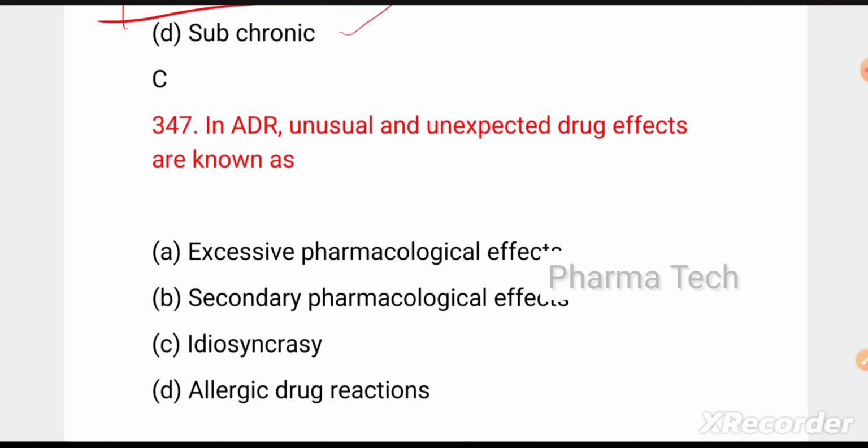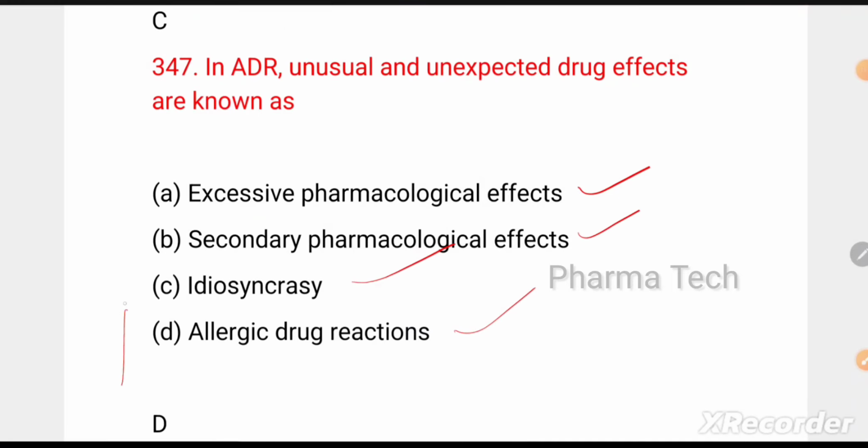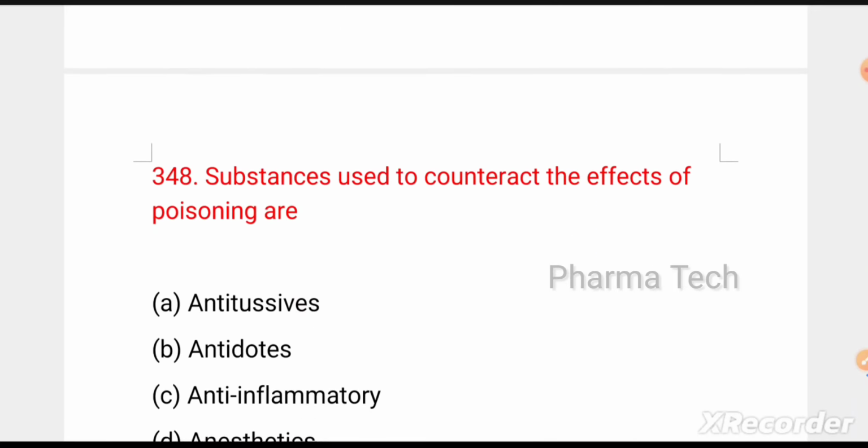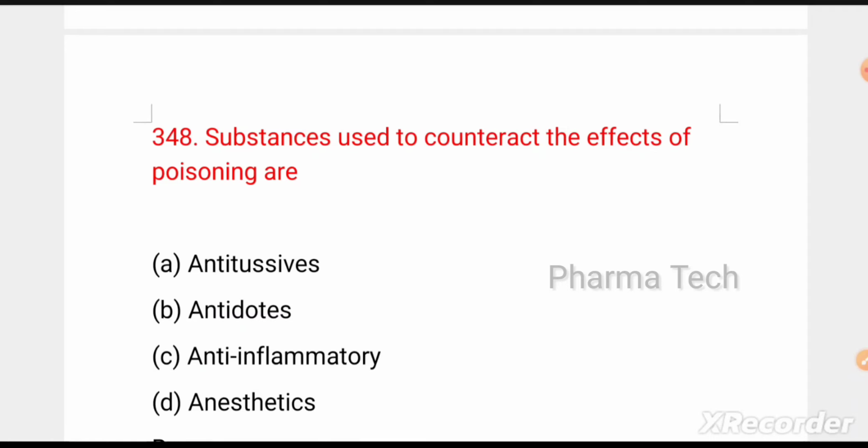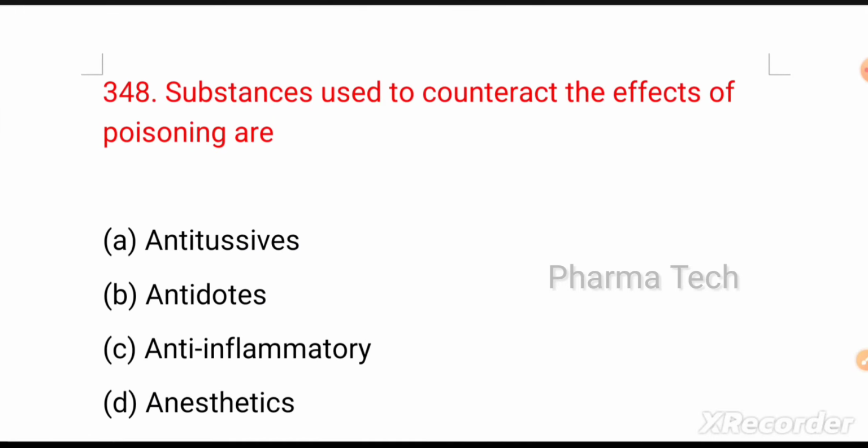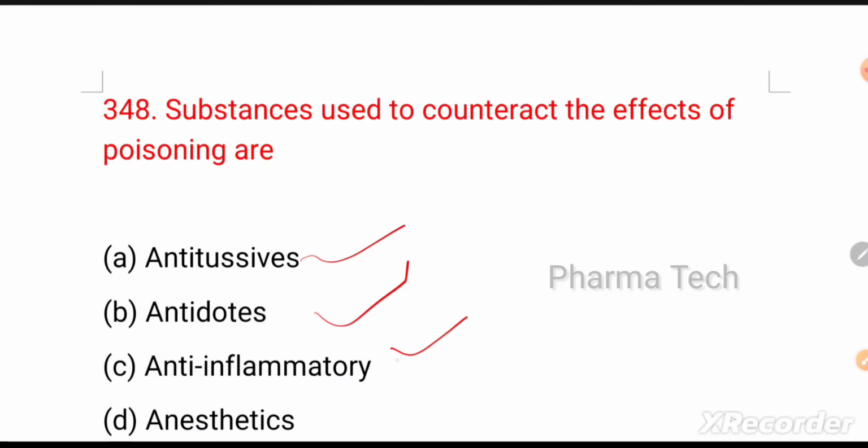Next question: in ADR, unusual and unexpected drug effects are known as? Options are excessive pharmacological effects, secondary pharmacological effects, idiosyncrasy, allergic drug reactions. Answer is D, allergic drug reaction. In ADR, unusual and unexpected drug effects are known as allergic drug reactions.